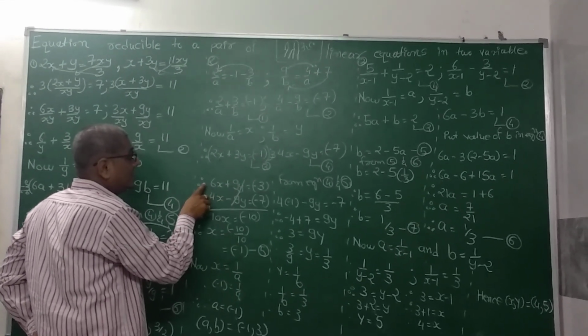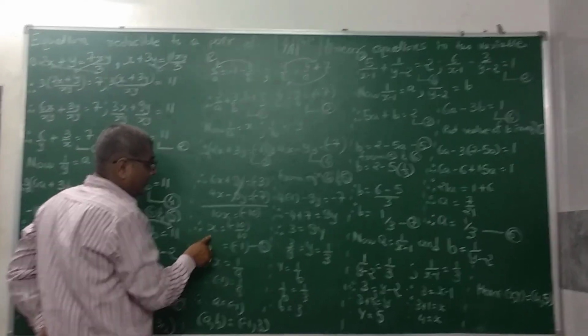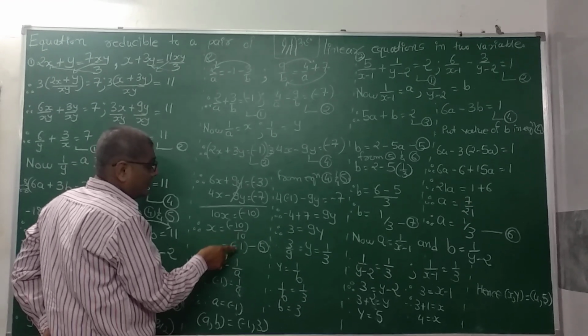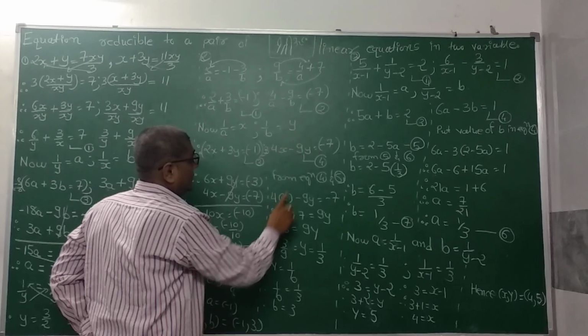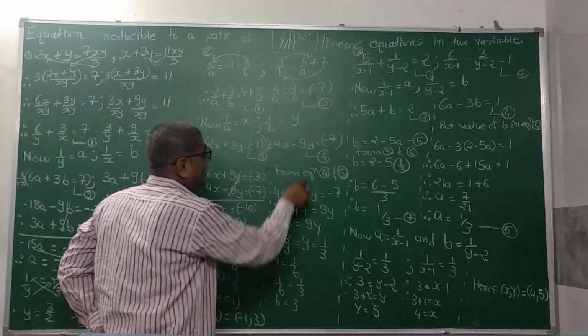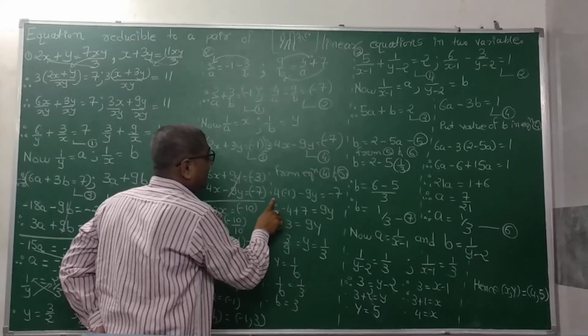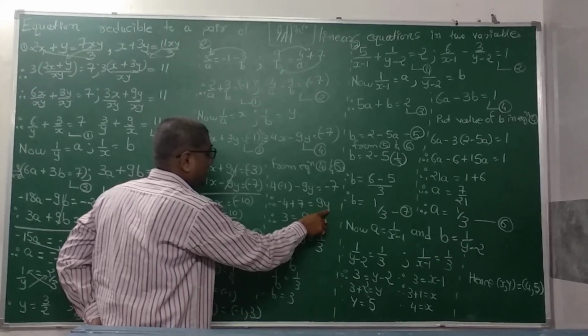Again we cancel out. 6x plus 4 is equal to 10x minus 10. So x is equal to minus 1. Put this value of equation 5 in equation 4. So that is 4 into minus 1, then the remaining term as it is. 4 ones are minus 4 plus 7 is equal to minus 9.